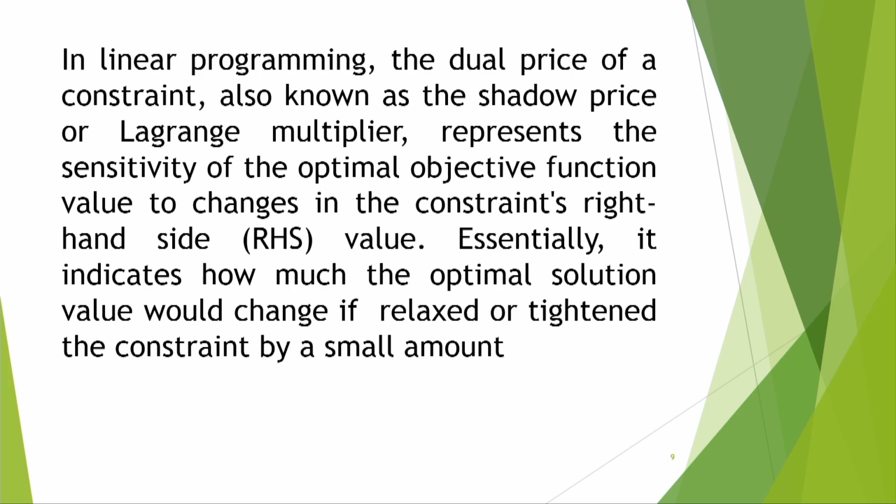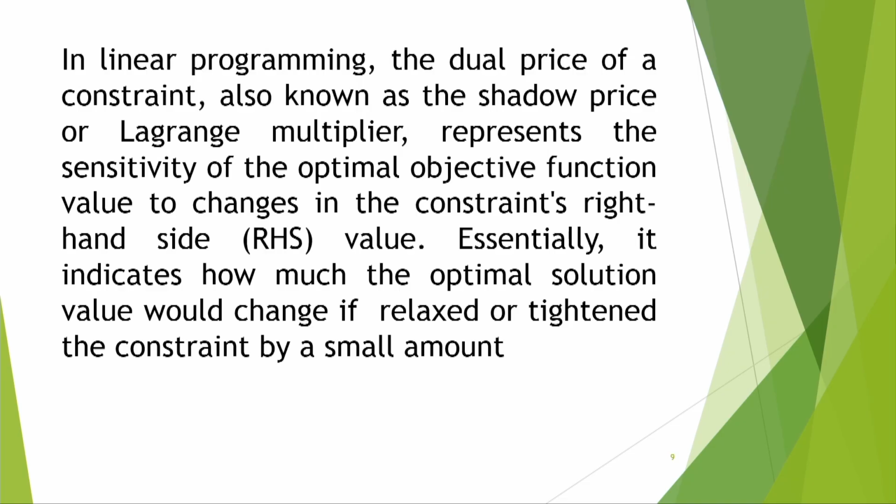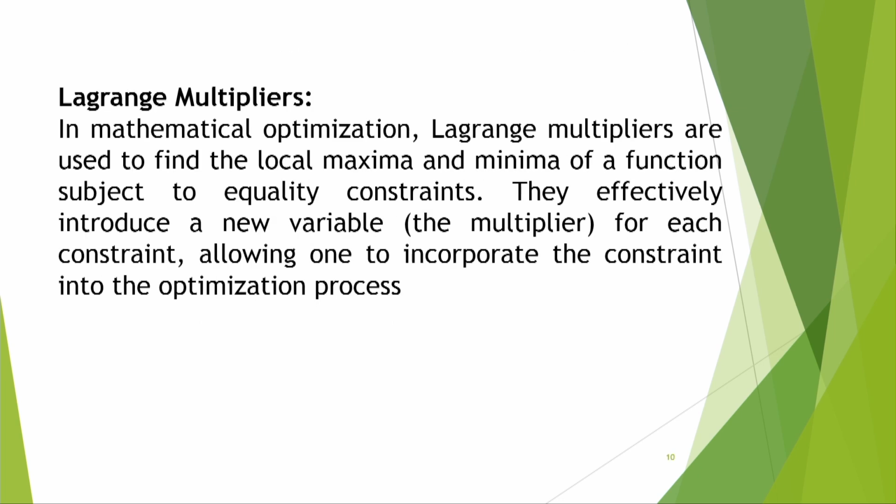Sometimes in a hurry you may make that mistake. That means if you solve the problem and you have design variables in the dual problem, they will correspond to the unit worth of resource of the other problem. So that cross connection is there, and therefore it is written like that. Essentially, it indicates how much the optimal solution value would change if you relaxed or tightened the constraint by a small amount. So, basically what are Lagrange multipliers?